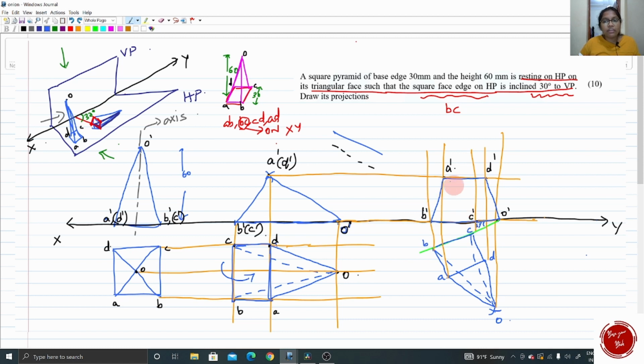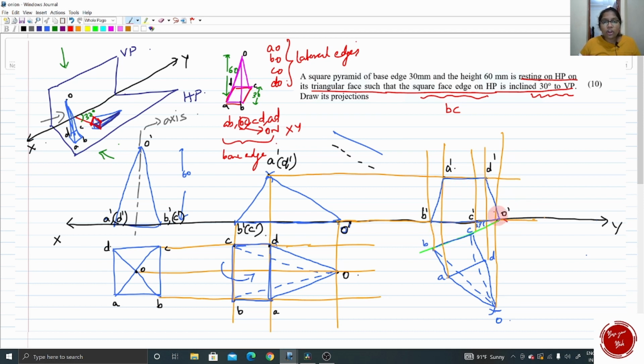Now make sure that every edge, both the base edge and lateral edge, is drawn here. Here I have written every base edge AB, BC, CD and AD. These are the base edges, and lateral edges are AO, BO, CO and DO. These are the lateral edges. Make sure all these 8 edges are marked in this front view.